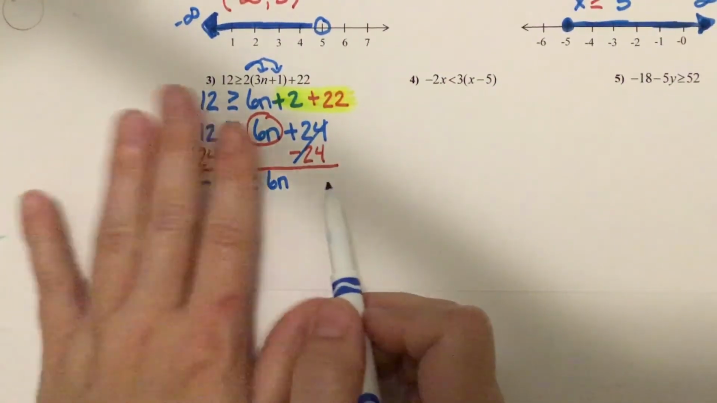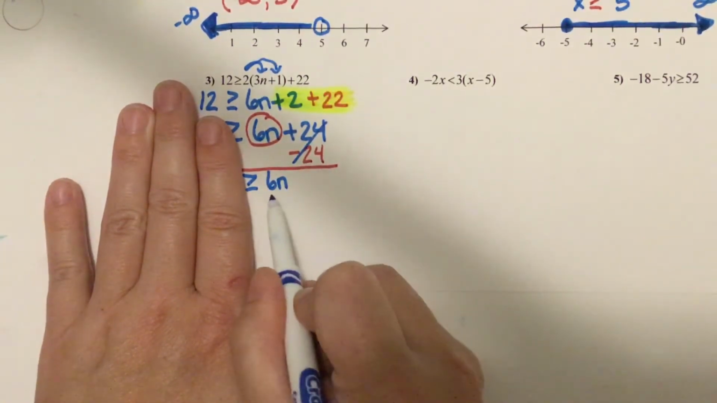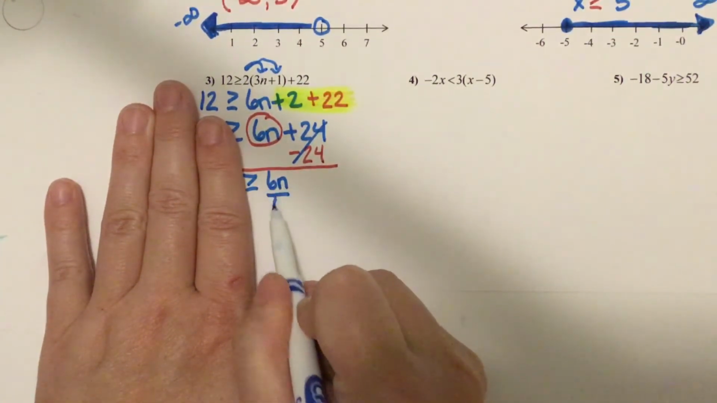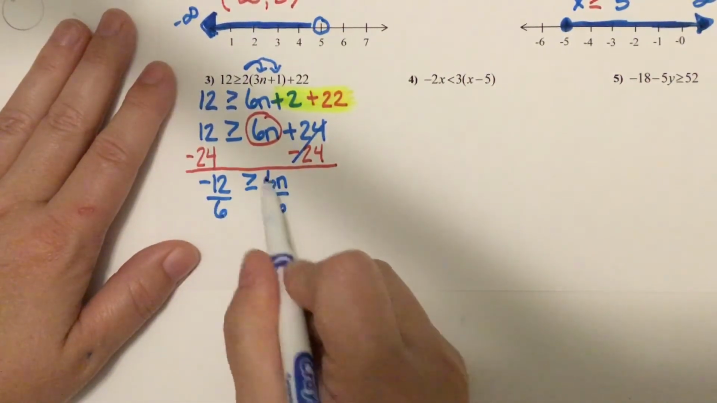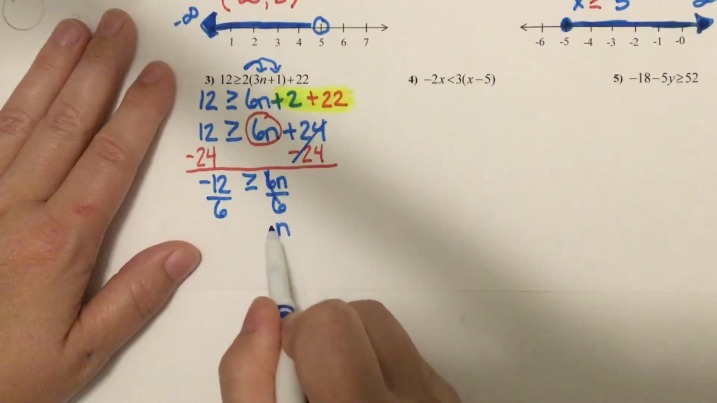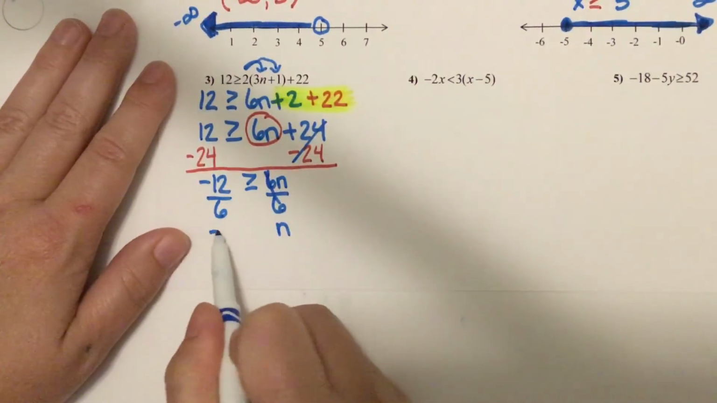Okay, so now to get n by itself, how do you get rid of that 6? You divide, because to undo multiplication, you divide. So we divide both sides by 6. 6 divided by 6 is 1, so I'm just left with 1n. And negative 12 divided by 6 is negative 2.